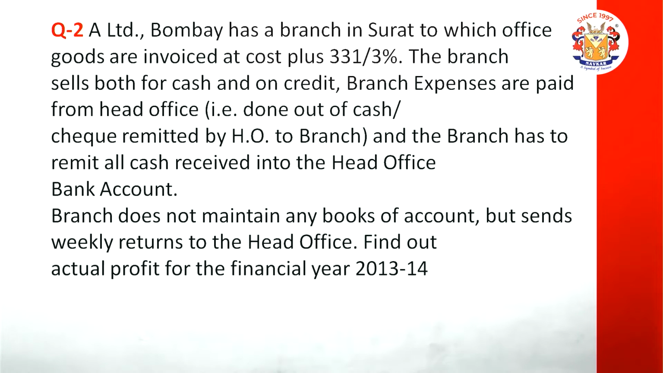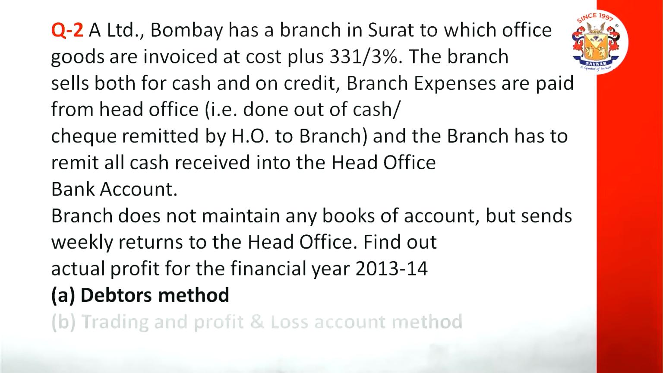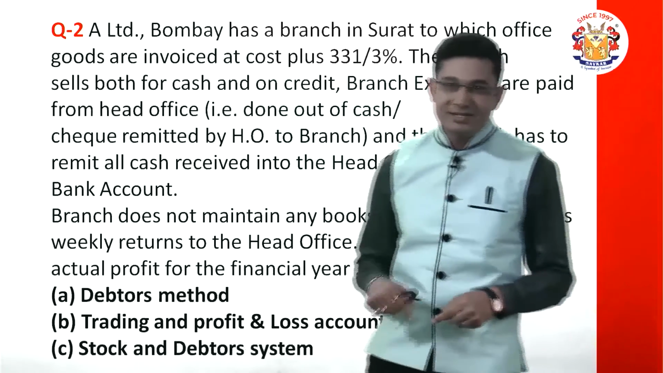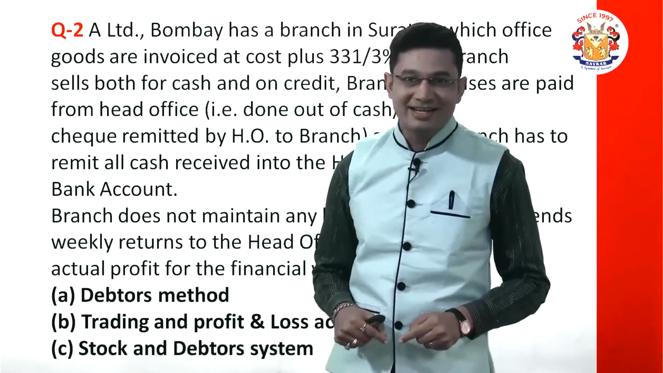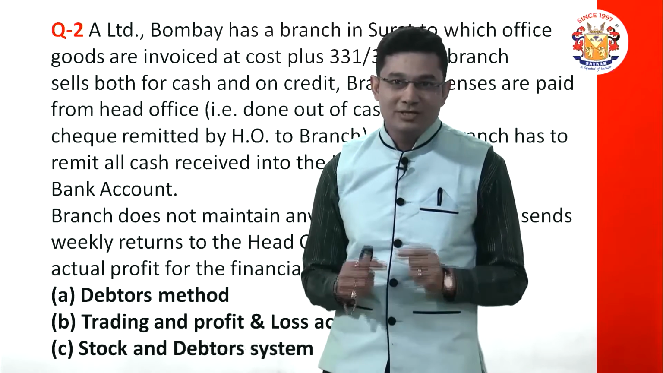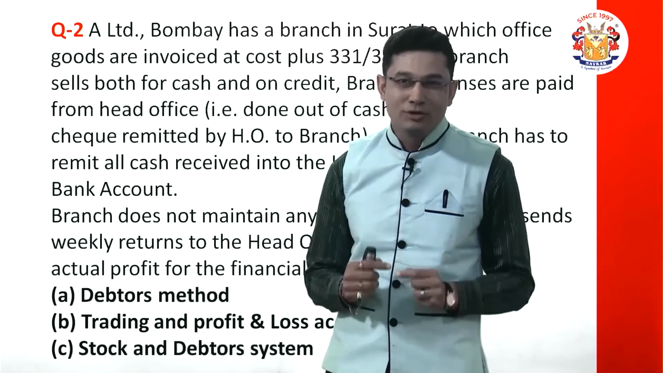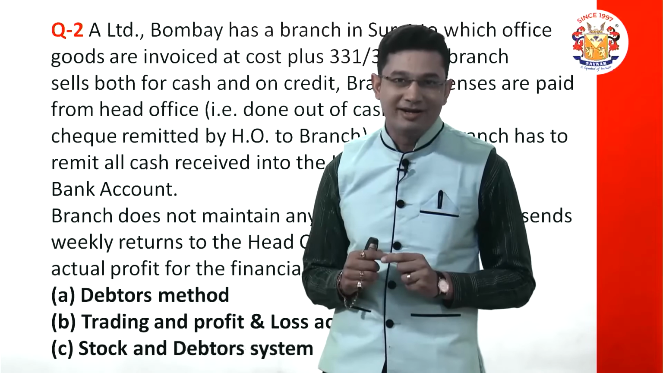Next one. Find out actual profit for the financial year 2013-14. First one by way of debtors method. Second one by way of final accounts method, means trading and profit and loss account method. And third one stock and debtors system. In this question, I can say that cost price of goods sent to branch and invoice price of goods sent to branch both are different.